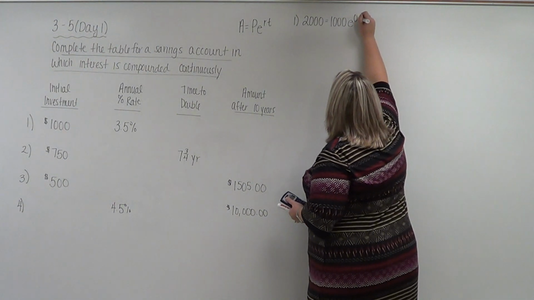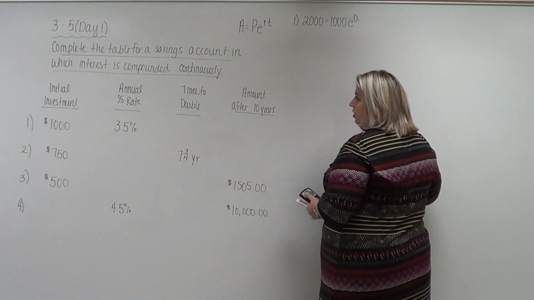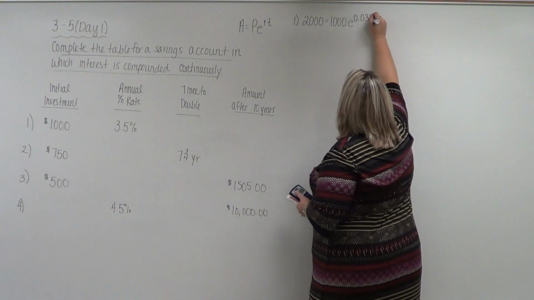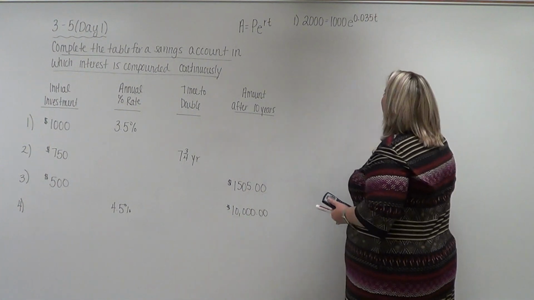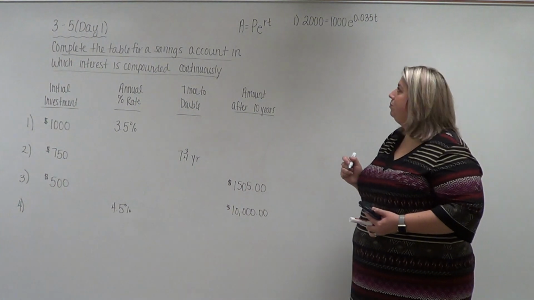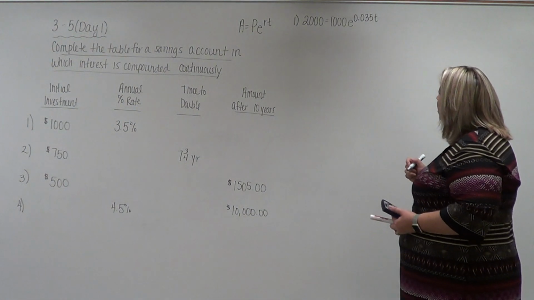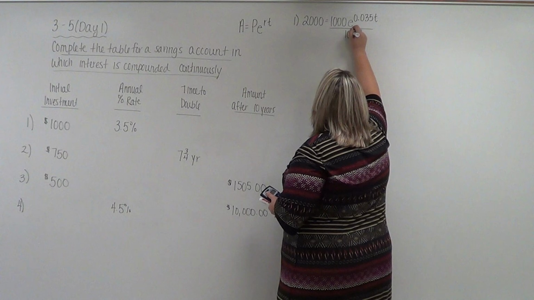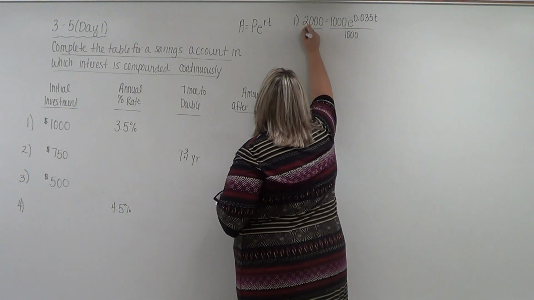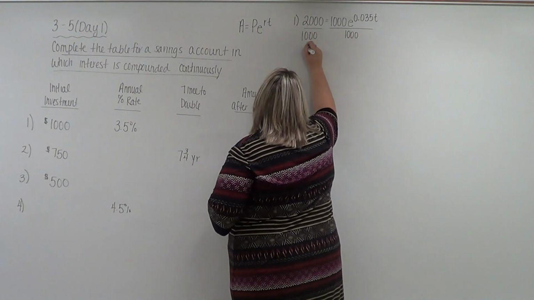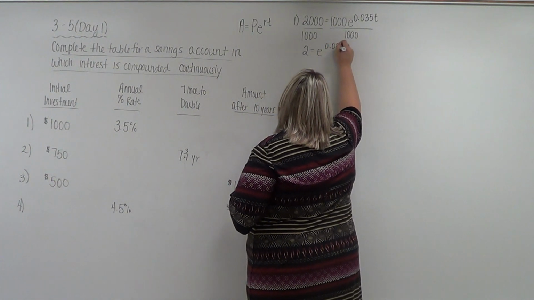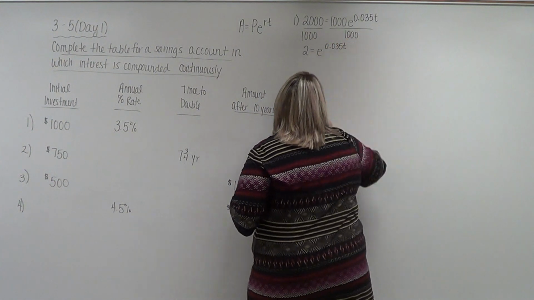Then my rate, 3.5%. So what I have to do is move the decimal point 2 places to the left. So 0.035, and then I have my t. To solve this for t, first thing I would do would be divide by 1,000. So I have 2 equals e to the 0.035t.